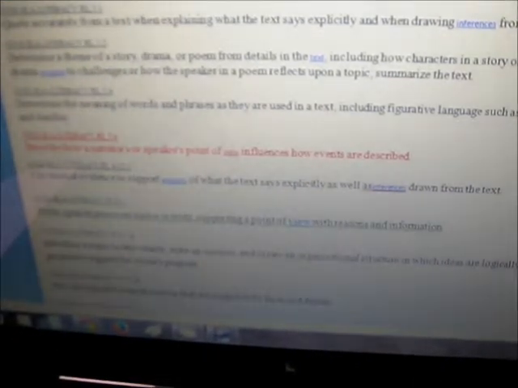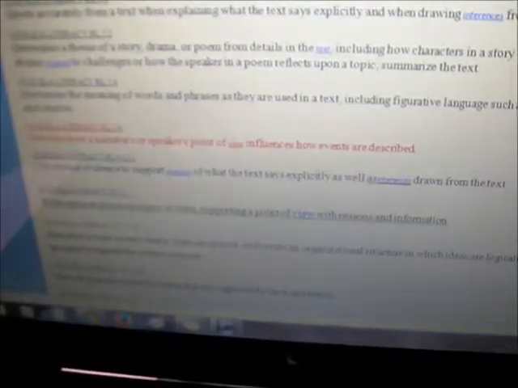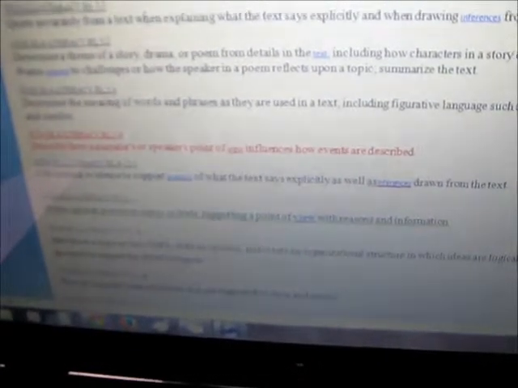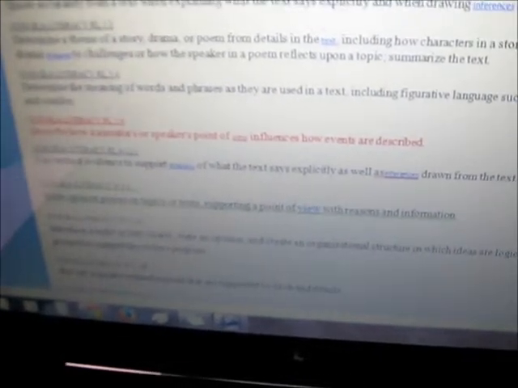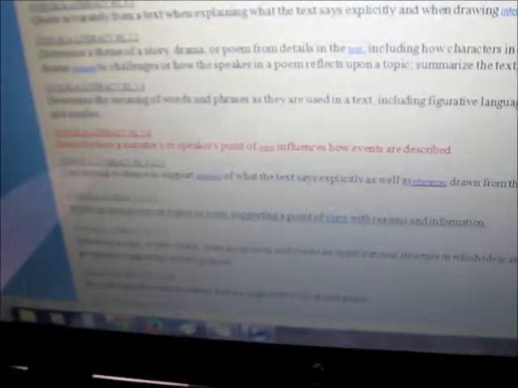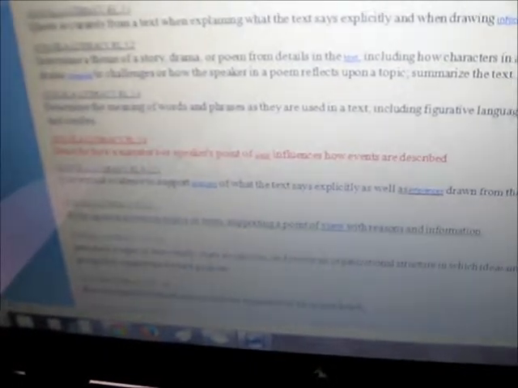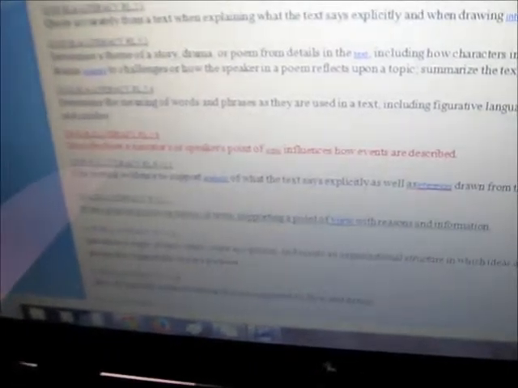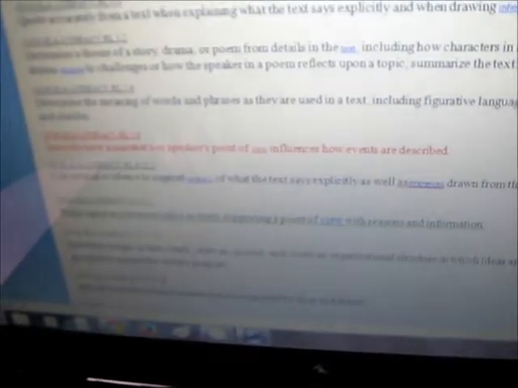Standards for this writing and reading assignment include ELA Literacy Reading 1, 5.1, 5.2, 5.4. Big one is 5.6. Describe how a narrator's or speaker's point of view influences how events are described. Also, 6 through 12's reading is very similar, so think of it as 6 through 12. Point 1.